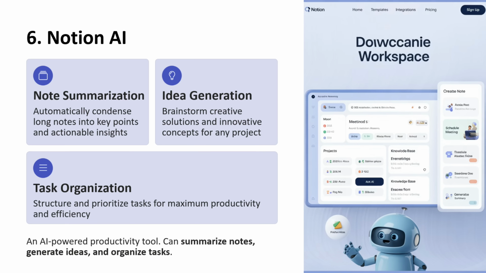Sixth one is Notion AI. It is used for note summarization. Automatically condense long notes into key points and actionable insights. It is used for idea generation, brainstorm creative solutions and innovative concepts for any project. It is used for task organization, structure and prioritize tasks for maximum productivity and efficiency. Notion AI is an AI powered productivity tool. It can summarize notes, generate ideas, and organize tasks.